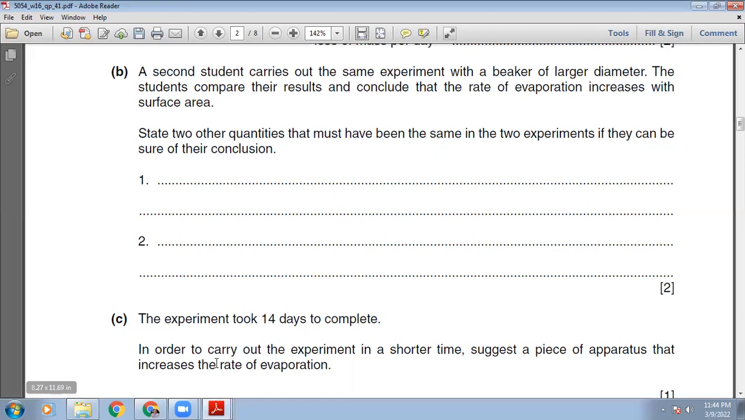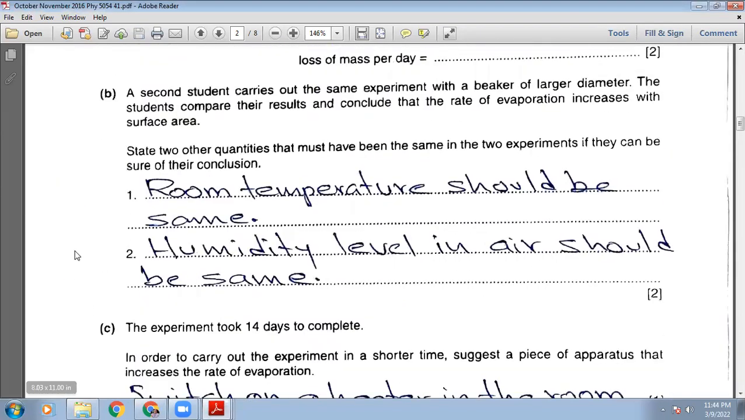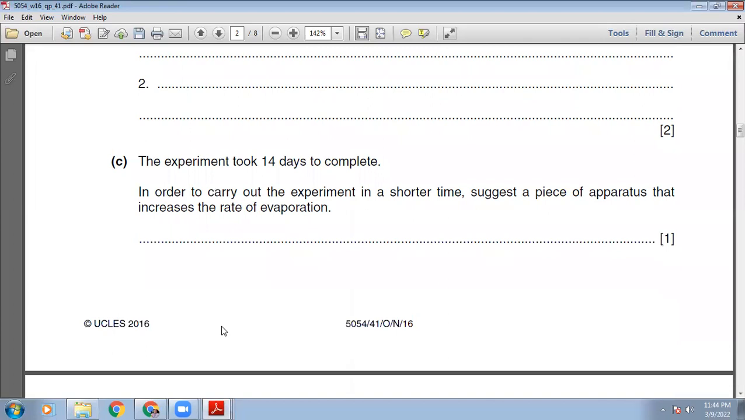Let me show you my written answer. Okay, so here we go. Room temperature should be the same. Humidity level in air should be the same. Okay, so let's go to the next part.